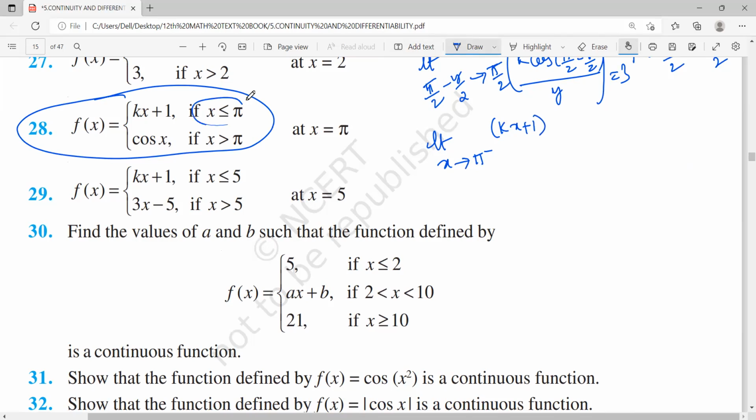Like this, x tends to pi minus equals the limit as x tends to pi plus. I am writing cos x. So this is pi k plus 1 equal to cos pi, which is minus 1. Like that you get 2 minus 2 by pi. Simple. 29 also direct. 30, can you do it once? Try, just 1 minute only.